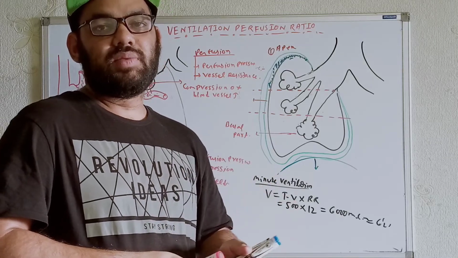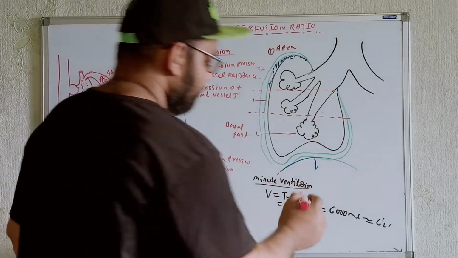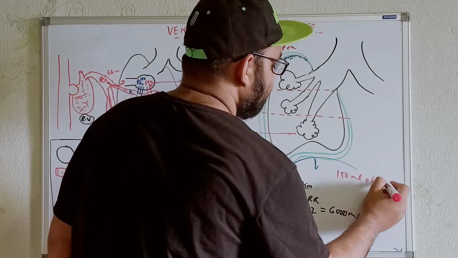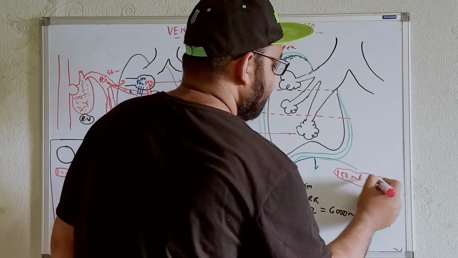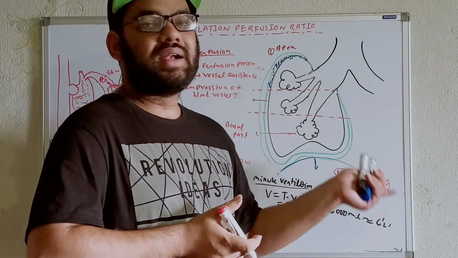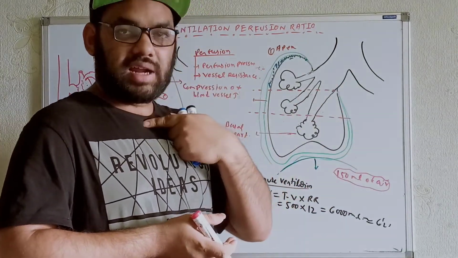So how much air will be resistant over here? We will get around 150 ml of air that will face resistance in these cases. So that will get stuck. So 150 ml of the air will get stuck within the conducting zone, that means from the nostrils to the terminal bronchioles.